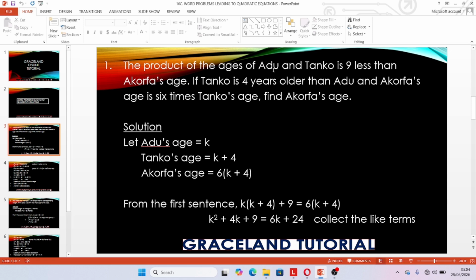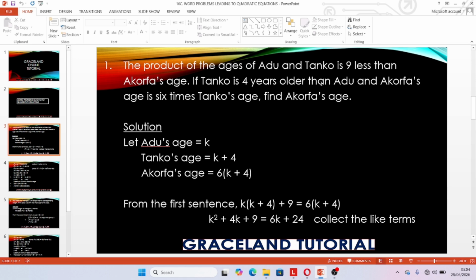We assume that Adu's age is K. Now, if Adu's age is K, and from the second statement we were made to know that Tanko is 4 years older than Adu, so it means that Tanko's age is going to be K plus 4. If Adu is K and Tanko is 4 years older than Adu, automatically Tanko's age will be K plus 4.